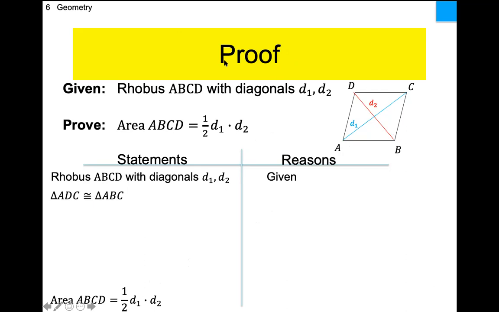The first thing I'm going to do is immediately claim that this triangle ADC is congruent to this triangle ABC. Why can I immediately claim that these two triangles are congruent, McKinley? Because they are isosceles. Maybe. Oh, turns out they are.